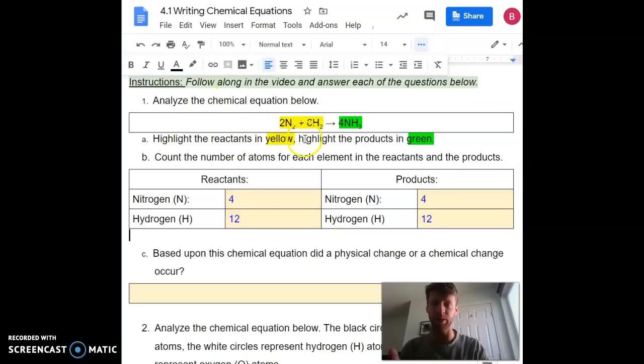So let's think about it. Well, we have nitrogen attached to each other and hydrogen attached to each other separately in the reactants, but then in the products, we have 4NH3. So we have 4 of those whole molecules where nitrogens and hydrogens are now attached to each other. That means a new compound must have been made. So this has to be a chemical change because a new compound was formed.